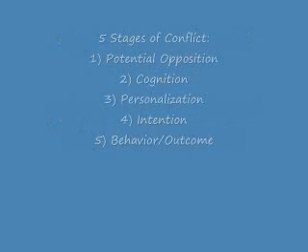There are 5 stages to conflict. The first one is that of potential opposition. Second, cognition. Third, personalization. Fourth, intention. Fifth, behavior or outcome. The first stage is the presence of an opportunity for conflict to arise.